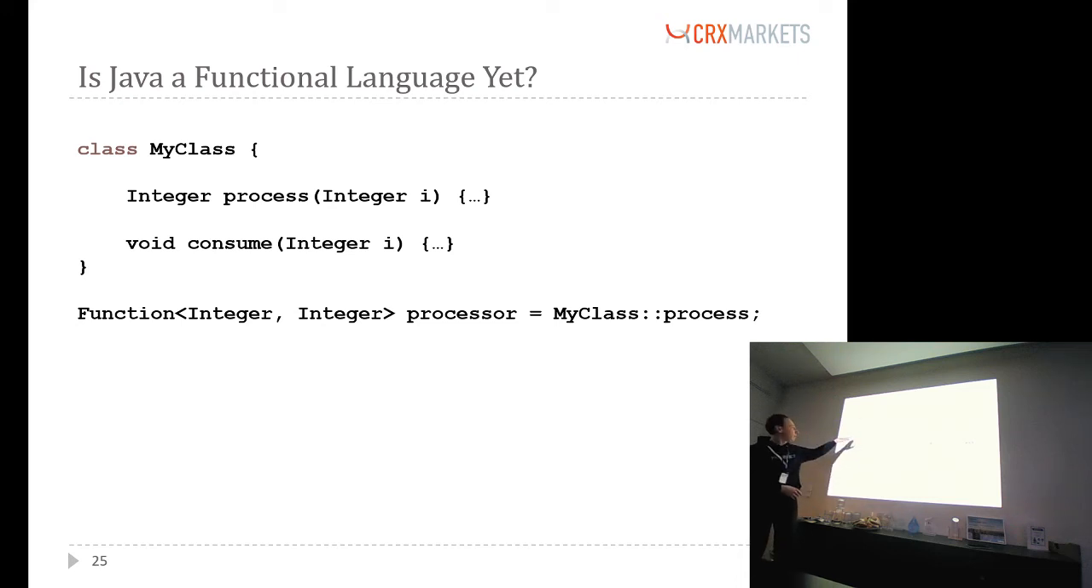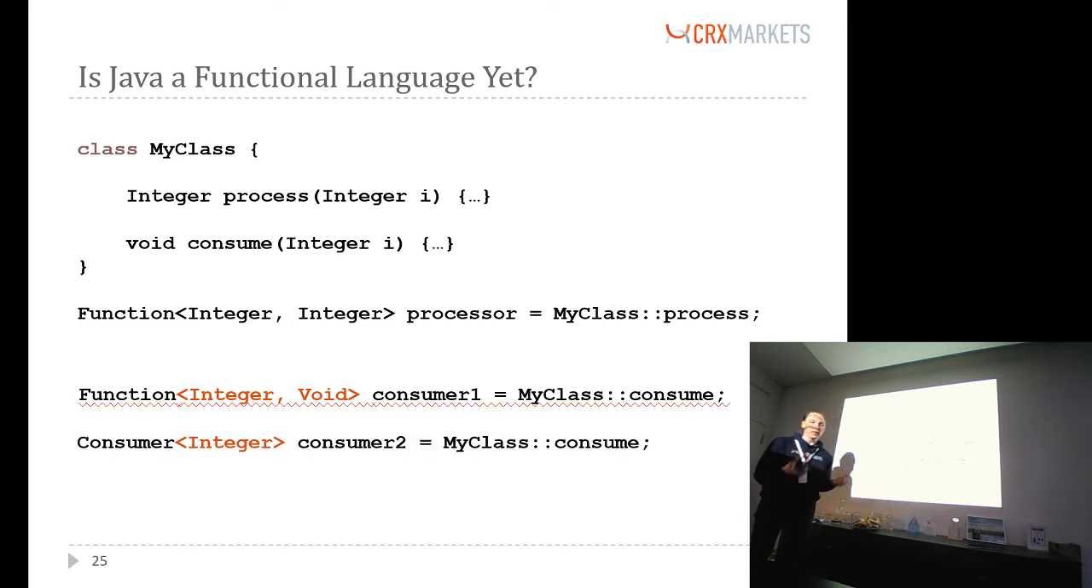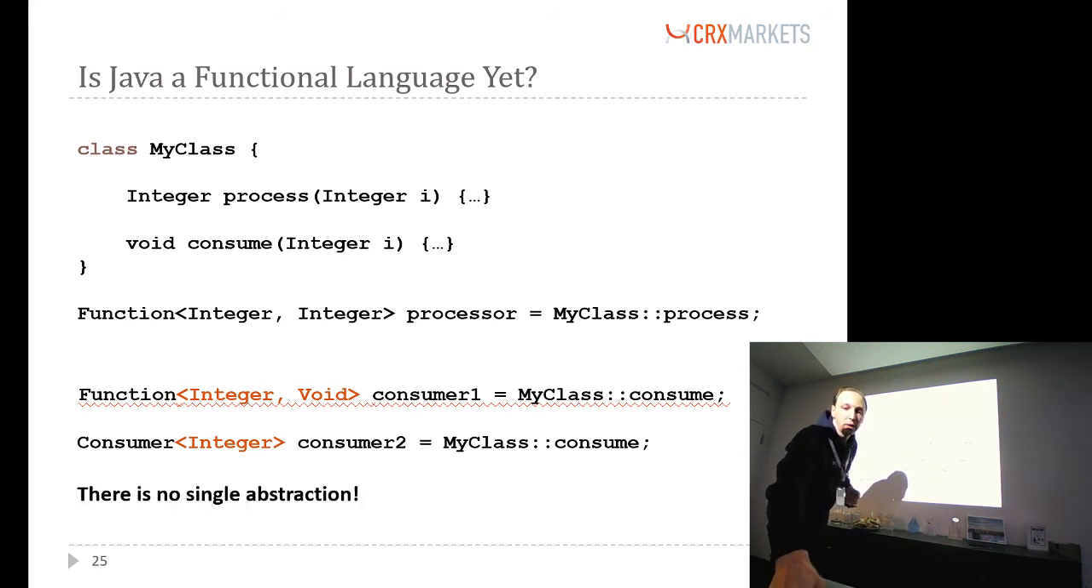But we have another method that doesn't return anything, just void. So this method cannot be cast to a function, because void in Java is not actually a type that has an instance. Void is not an instance, it's just a keyword. So this doesn't match. To create a reference to this method, you use another class, which is called the consumer. And do these two classes, function and consumer, correlate in any way? Can I abstract over them? No. These are two completely different interfaces. So again, there is no single abstraction for functions.